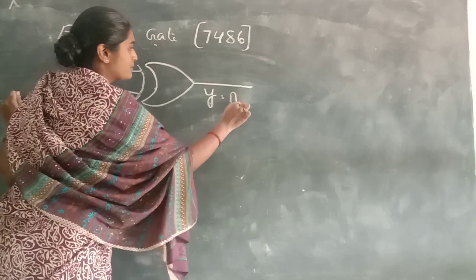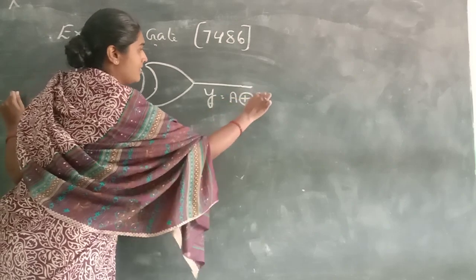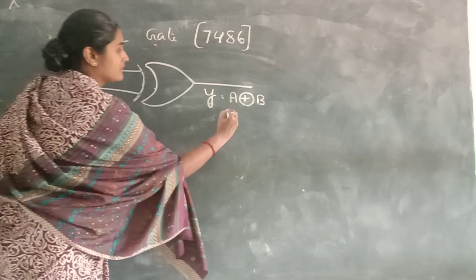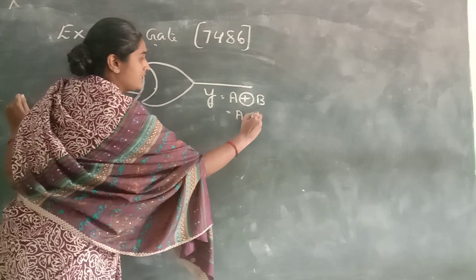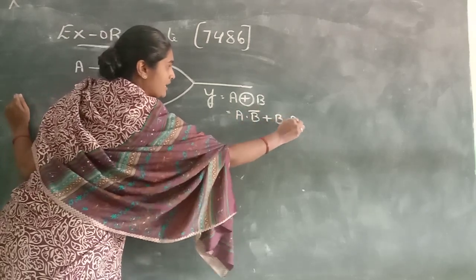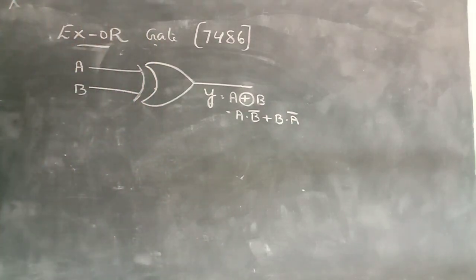Y equals A XOR B. This is the symbol that represents the XOR gate. What is the logic? The logic is A dot B bar plus B dot A bar. A dot B bar plus B dot A bar is the logic of the XOR gate.